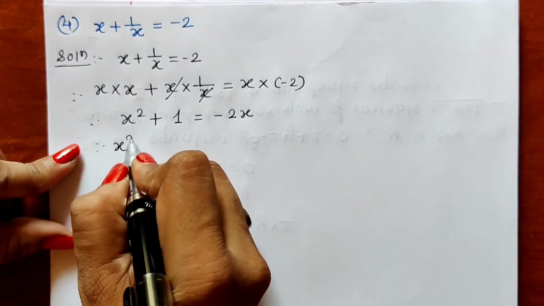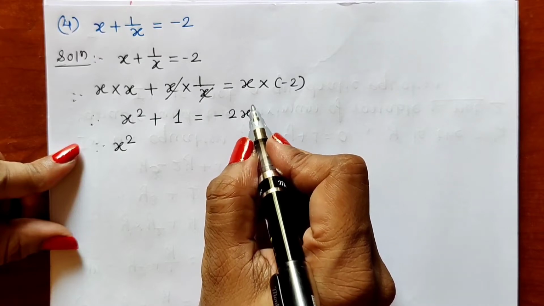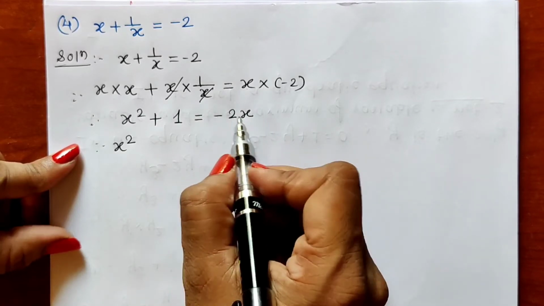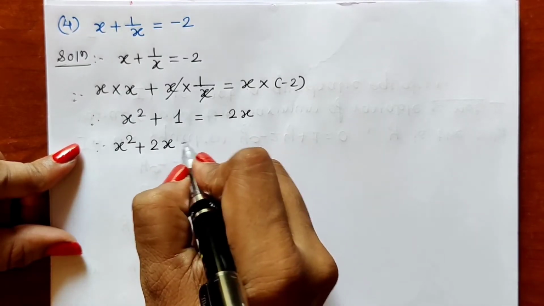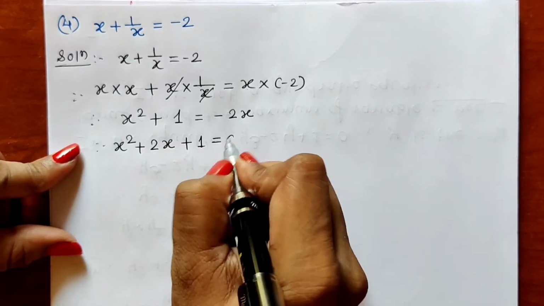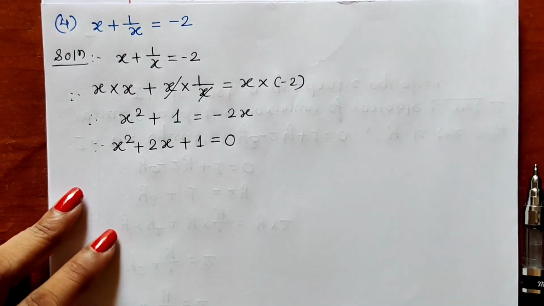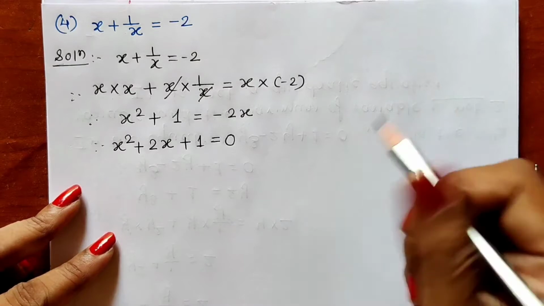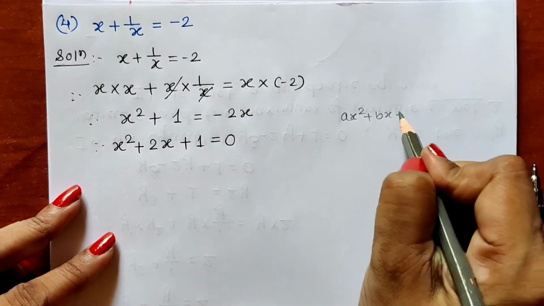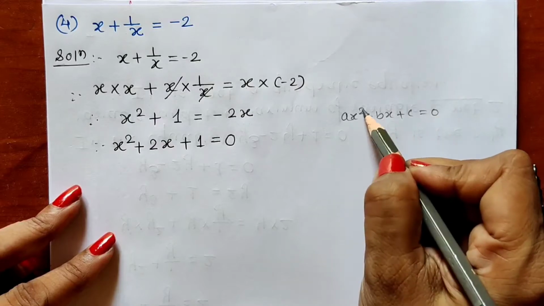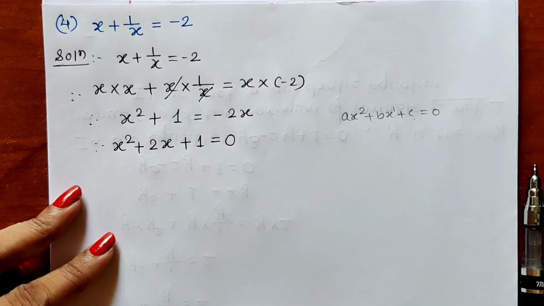First we write the square term, x square term, then only the x term, that means index 1 term. So minus 2x, if you bring it, will become plus 2x, plus 1 as it is on the left hand side, is equal to 0. Now observe, it is in the form of ax square plus bx plus c. In this format we are getting the equation ax square plus bx plus c is equal to 0. First term square term, second term index 1 term, last term constant term, is equal to 0.